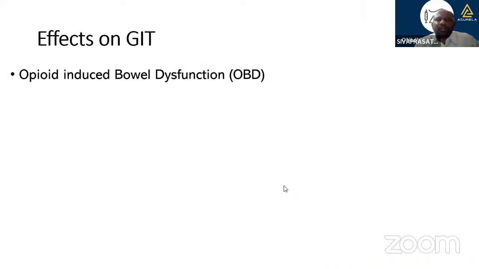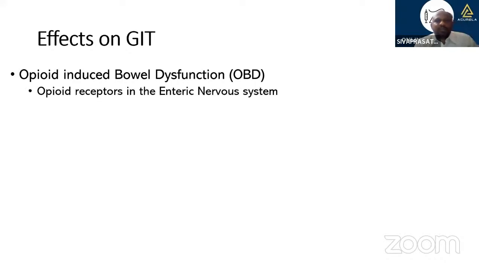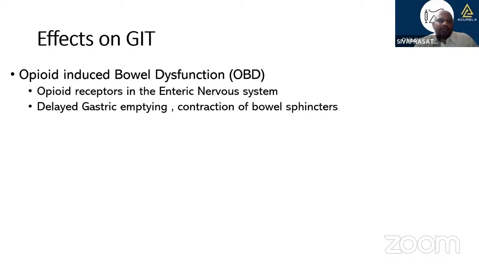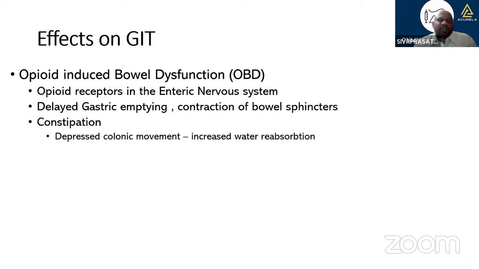Opioid-induced bowel dysfunction. These mu receptors are widely distributed. We saw they are distributed in the CNS. They are distributed in the enteric nervous system also. This will inhibit the bowel movement. So this causes delayed gastric emptying and contraction of bowel sphincters, which will directly produce constipation. This is because of the depressed colonic movement and increased water absorption.